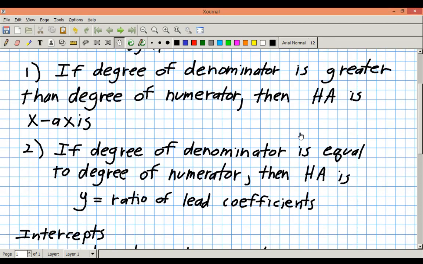Another situation is if the degree of the denominator is equal to the degree of the numerator, then the horizontal asymptote is y equals the ratio of those lead coefficients. And again, we're going to see that in our examples in a few minutes. But repeating, if the degree of the denominator and the numerator are equal, then your horizontal asymptote for that graph is the equation y equals the ratio of those lead coefficients. We'll come back to that pretty quickly.